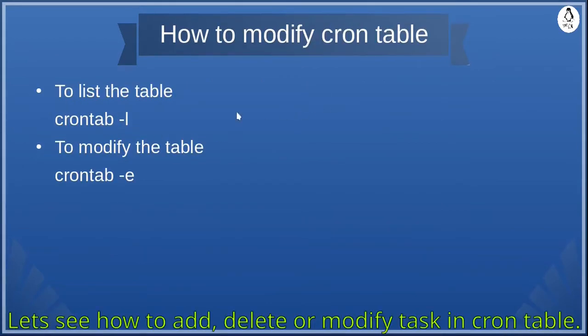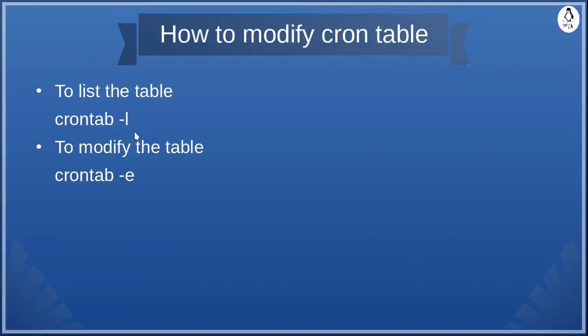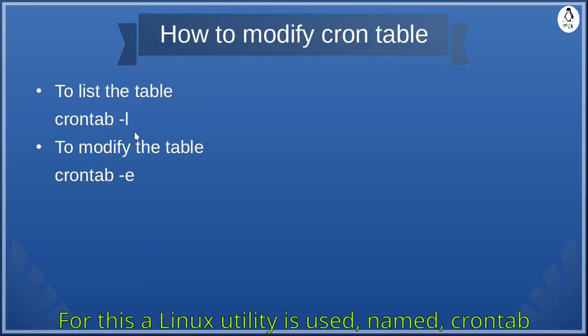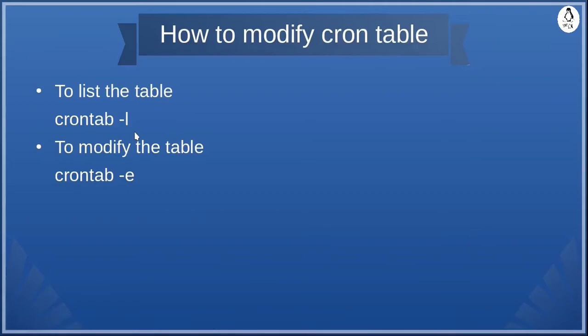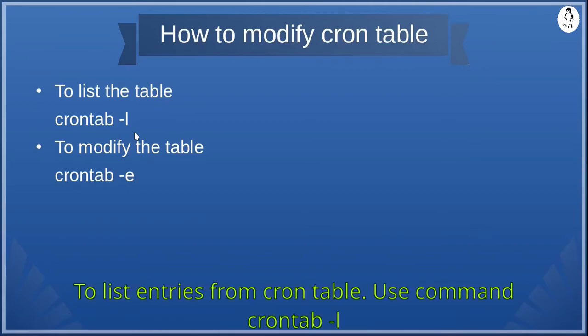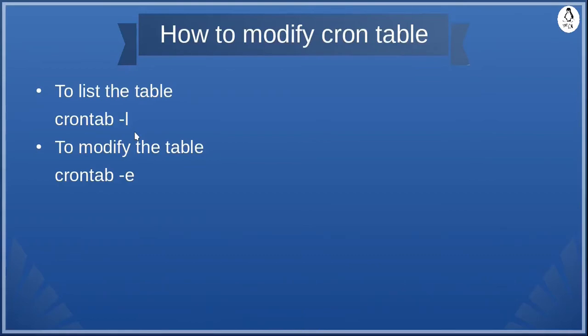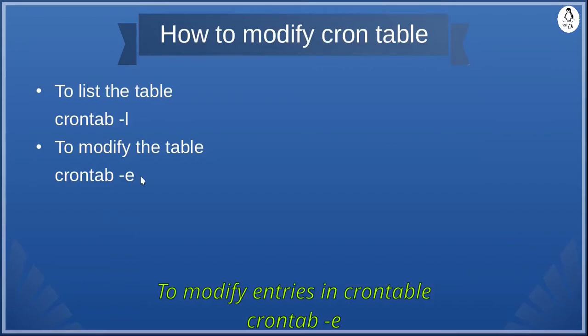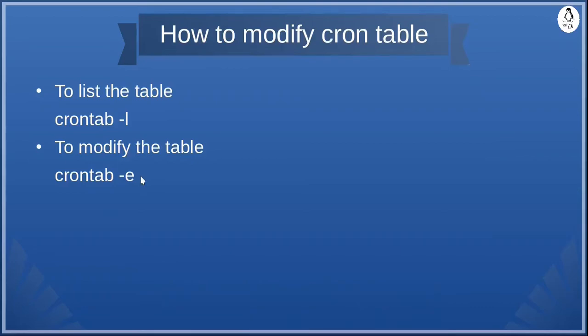Now, we will see how to modify, or add, or delete the entries in Cron Table. For this, there is an utility in Linux named Crontab. This utility can be used to add, delete, or list the cron entries from Cron Table. To list the cron entries from Cron Table of current logged in user, we can run the command crontab -l. Similarly, to modify Cron Table, use command crontab -e. This command will open an editor to modify the entries.